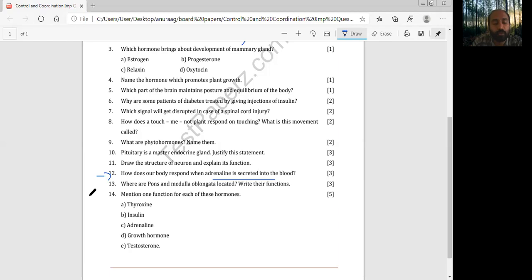Now moving on to the 13th question. Where are the pons and medulla oblongata located? Write the function. The pons and medulla oblongata are located in the brain stem, or the hindbrain. The brain stem contains the medulla oblongata and pons. Now, pons is related to hearing, even breathing, etc. Also, the main function of the pons is like a junction for neural communication. It connects one part of the brain with another part. So the pons is like a connecting junction.